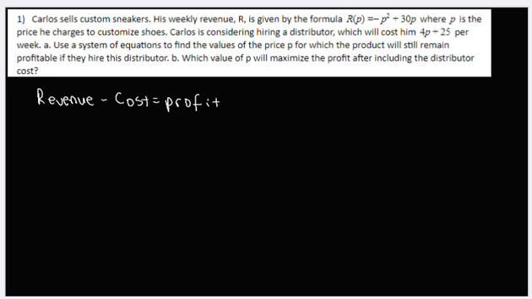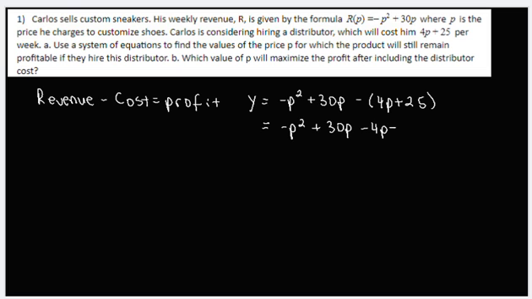So knowing we've got revenue minus cost equals our profit, let's just go ahead and say we've got Y is going to equal our revenue, negative P squared plus 30P, minus our cost, which is 4P plus 25. Now let's go ahead and do some simplifying here. That's going to equal negative P squared plus 30P, distribute a negative 1, that's minus 4P minus 25. So we can combine our like terms. That's going to equal negative P squared plus 26P minus 25. So our revenue minus our cost, we see we can model it as this one quadratic function.